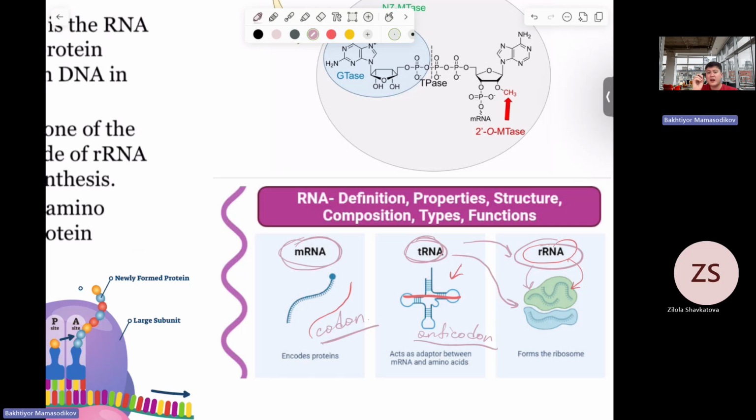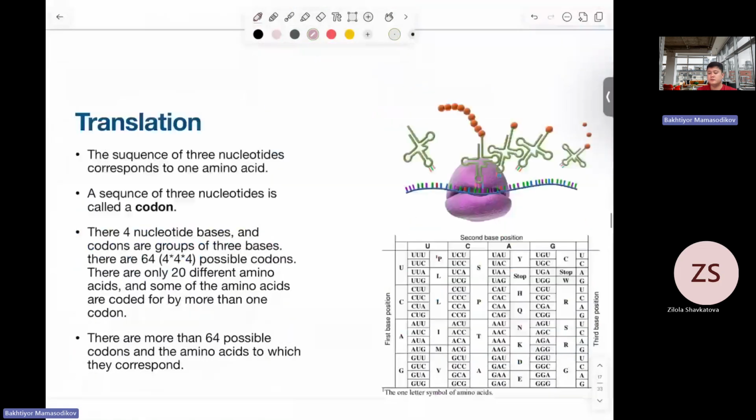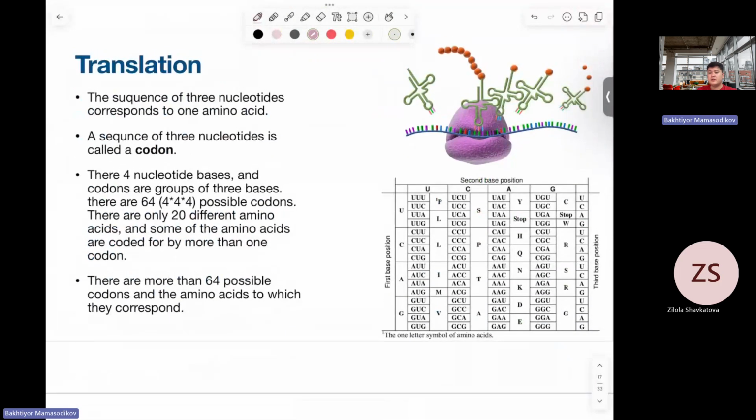And all three RNAs move to the cytoplasm for translation. So in the translation process, all RNAs are in the cytoplasm. Any questions so far? So then the translation begins. In the translation process, you have the messenger RNA, the ribosome, tRNA, and amino acids, and you're making the proteins, right?